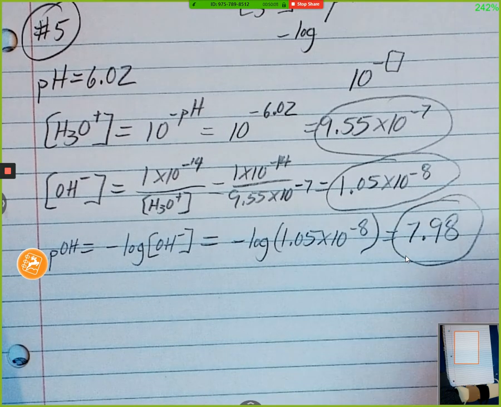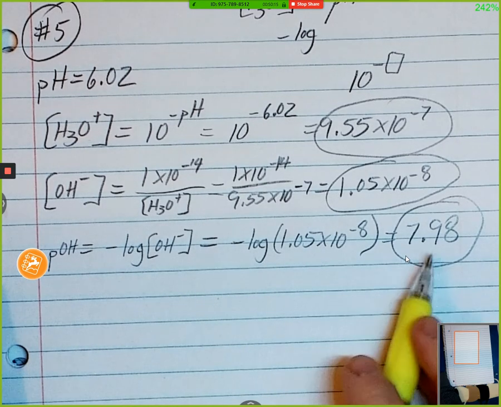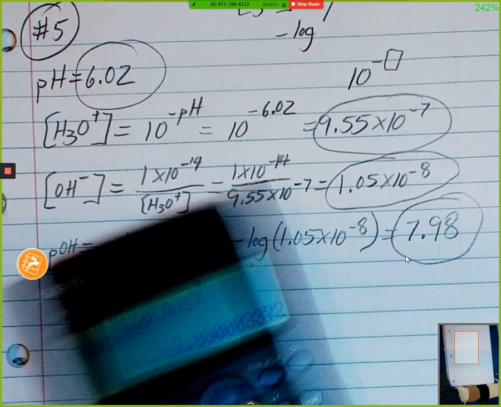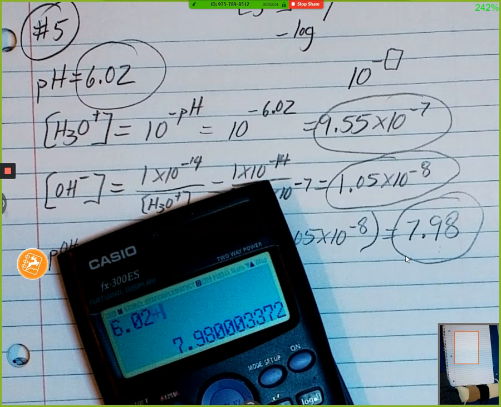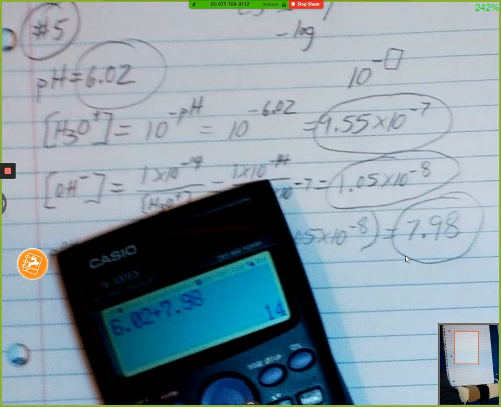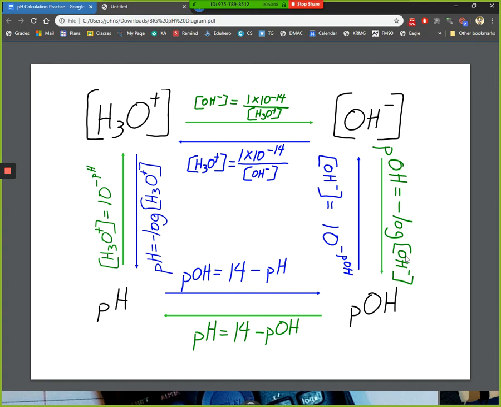Now we can check and see how close to 14 we get if we add this to our original pH. So let's do our original pH, 6.02, plus 7.98. Look at that. So we know we did it right. And it is literally that easy on every one of these. All you have to do is identify the variable that they're giving you and then use this square diagram right here to go from wherever you start all the way around the square. One way or the other, it does not matter which way you go.